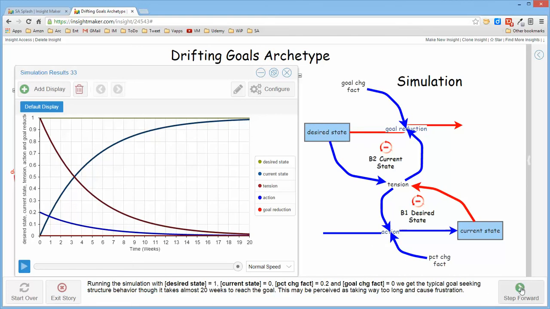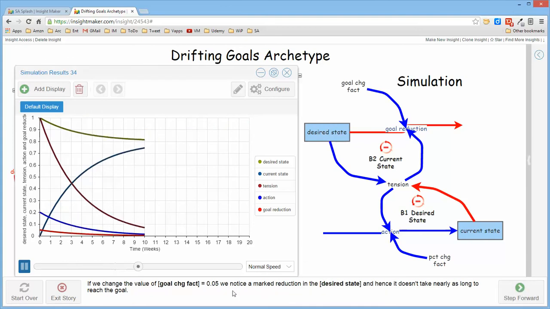Now, if we alter the parameters and change this and say that the tension does perform some amount of change on the desired state, we can see that the goal declines over time as the current state is migrating toward the desired state, so that the action causes the tension to decline, but there's an amount of goal reduction that's happening over time, which is causing the goal to decline. So it's actually taking less time to get to the goal because I'm willing to settle for less. The initial goal was 1 and now it's 0.8.